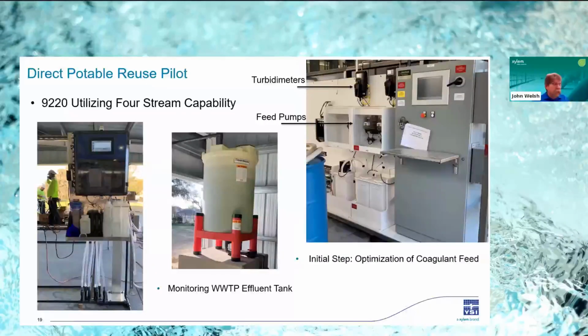I show one picture. This was the best picture that I had of the instrument run using all 4 streams. This is in a direct potable reuse pilot. At the time this was taken, the pilot plant was still under construction, although the instrument is plumbed for all 4 streams. And we were monitoring the wastewater treatment plant effluent as the influent to this plant, and the initial step, which was optimization of the coagulant feed.